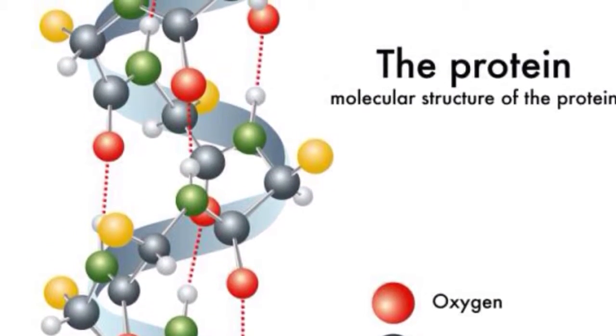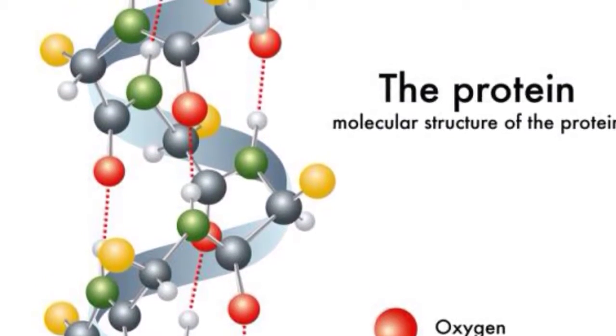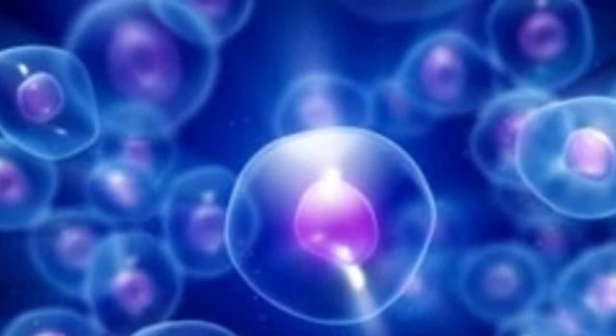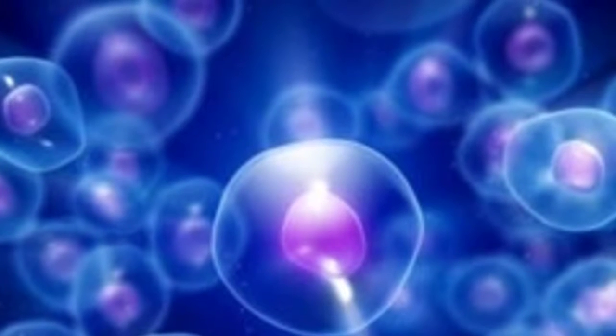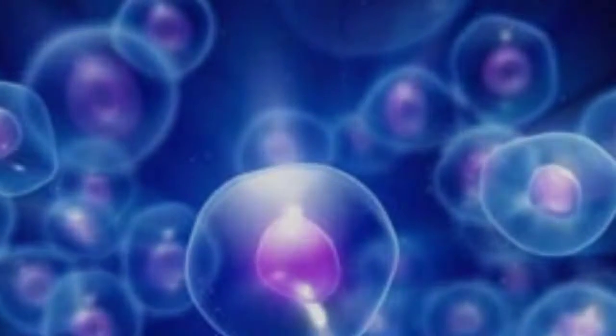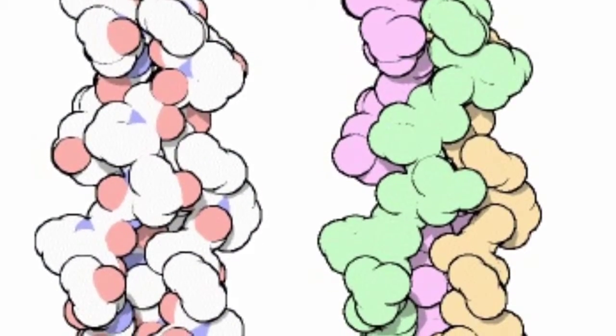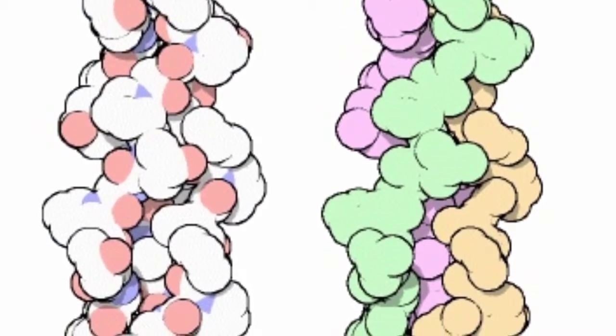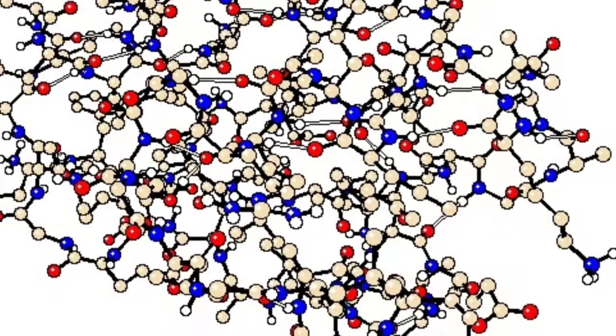Do you know what is a protein? Proteins are the machines that make all living things function. Our bodies are made up of about 100 trillion cells. Each cell is responsible for a specific job. Every cell contains thousands of different proteins which work together to run the cell.